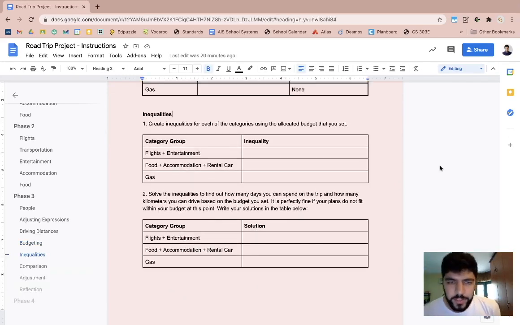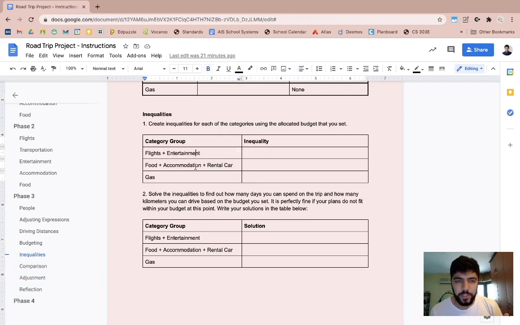Now, once you get to this section, you'll have your budget divided into the three groups that we discussed and that you can see here in this table. And you'll have your expressions for each of those categories, right? For each of those groups. And so in this case, like in this table, you'll create an inequality to compare your expression with the actual budget that you allocated to each of those groups.